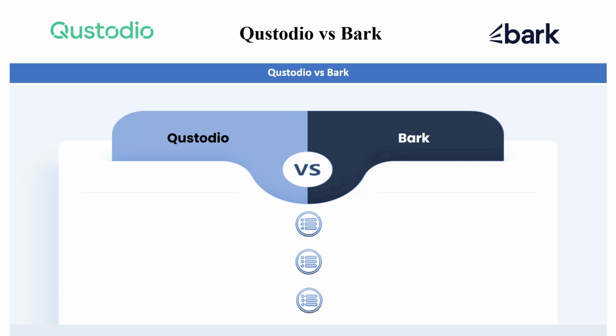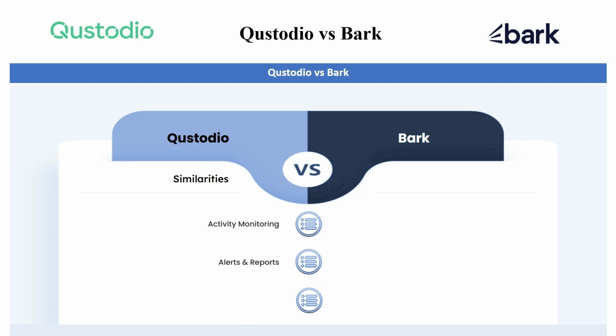Okay, so let's start with the similarities. The first one that we have is activity monitoring. Both Qustodio and Bark let you see what your child is doing online. They track web activity, app usage, and provide reports inside a parent dashboard. So with either option, you're not completely in the dark. You get visibility, which is the foundation of digital parenting tools, right?